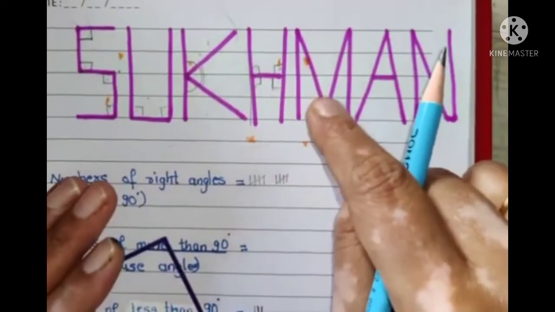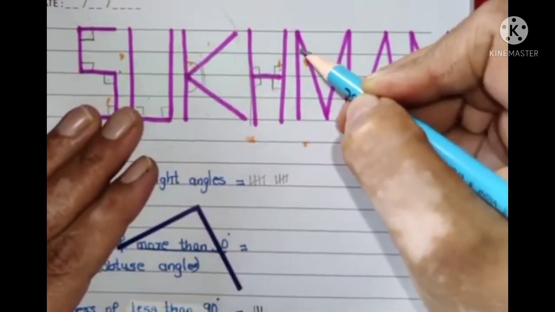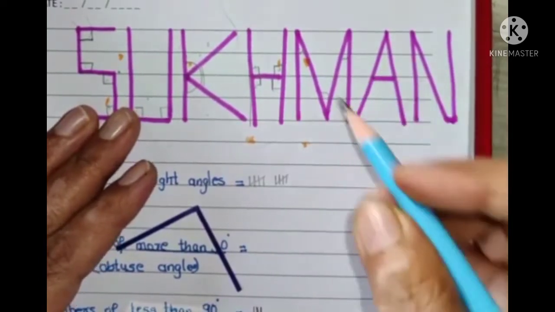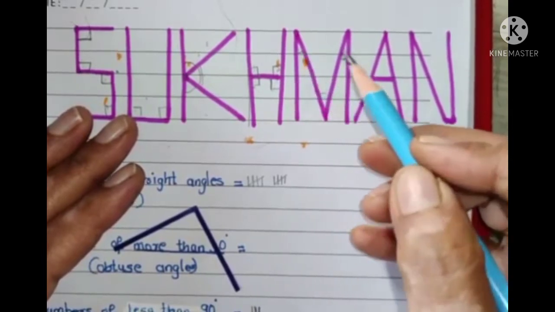Now let us come towards the letter M. Here one angle we get, here one angle we get, and here one angle we get. Can you guess whether these are acute angles or obtuse angles?